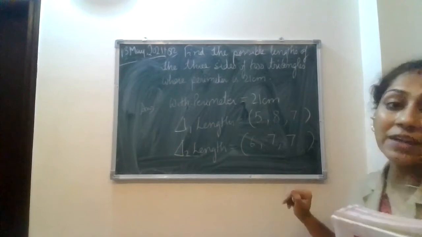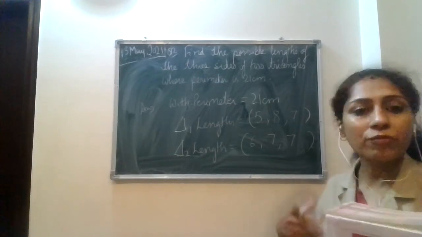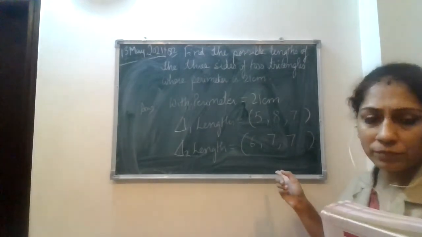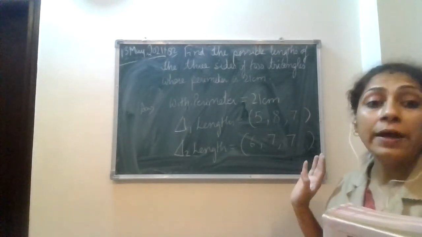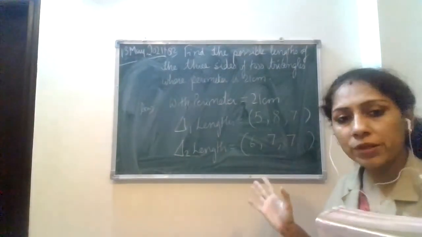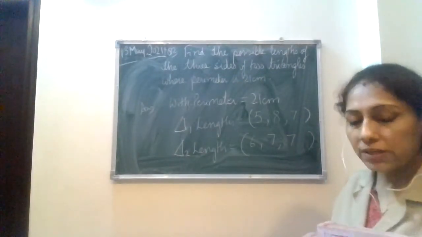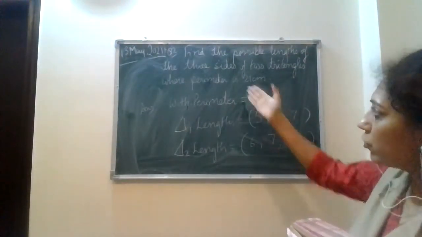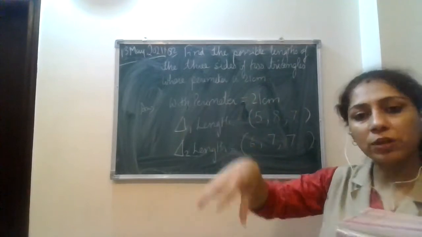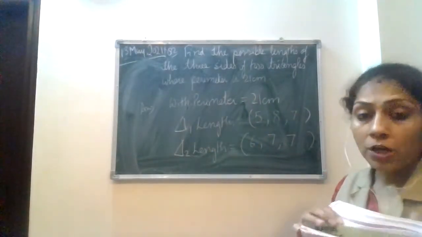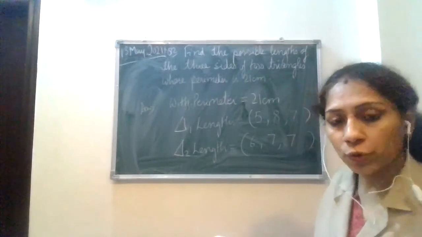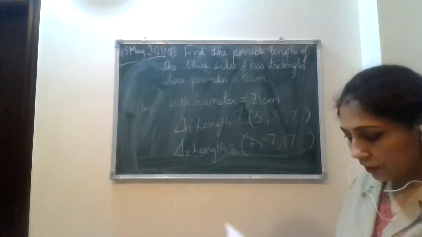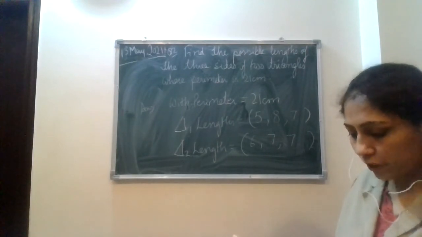But this is a case of an isosceles triangle, in which two sides are equal. You can easily make it out, right? The difference could be 0 also, but it should be less than the third side. It should comply with the property. So these are the two sets of lengths which comply with the perimeter of 21 centimeters and with those two properties of a triangle. I hope this is useful for you and you have learned this session carefully and understood the properties very carefully.